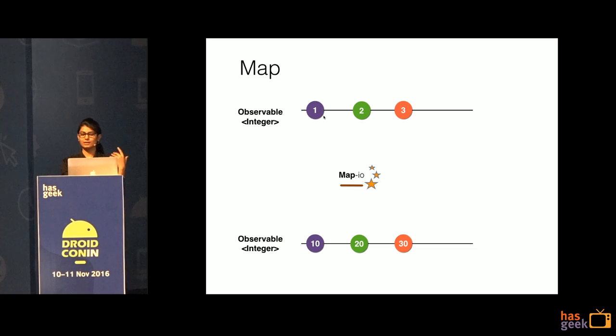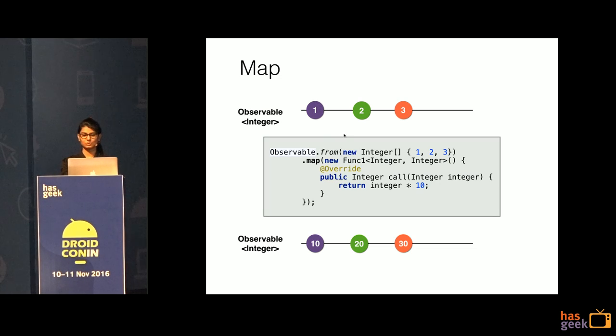We have an observable of integers emitting 1, 2, and 3. We want to apply a map operator on it. So it's a mappio spell we can apply. On 1, we can multiply it by 10. On 2, we can multiply it by 10. So the function is going to be multiplied by 10. Let's see how we can do that.